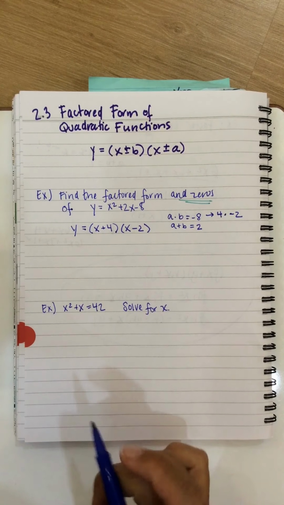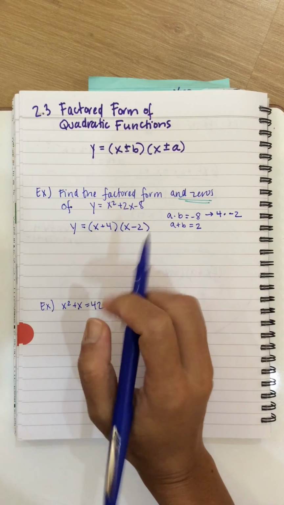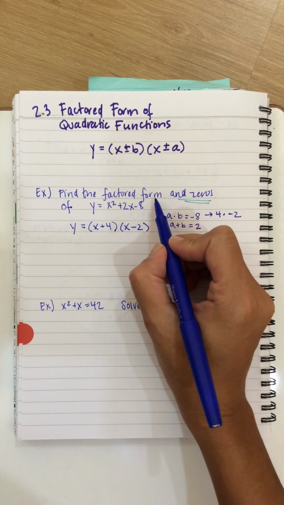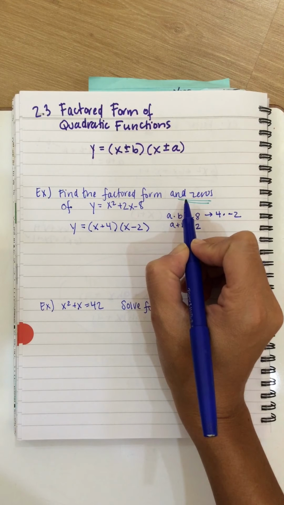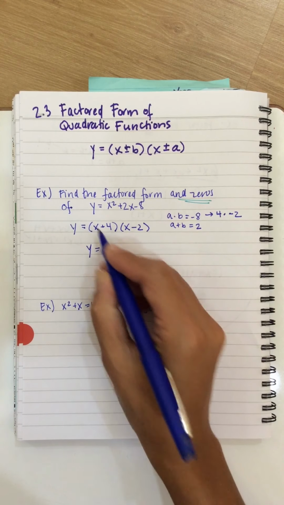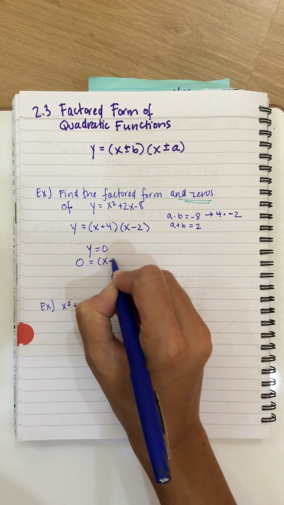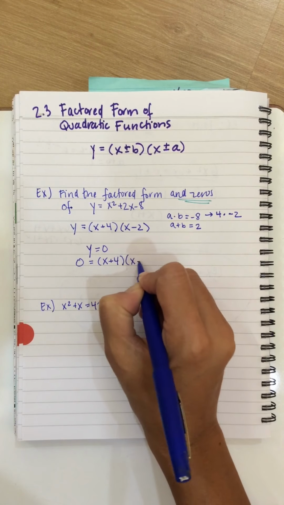And you can check that if you need to: x squared minus 2x plus 4x minus 8. Yeah, that works out. So we found the factored form, but now it says to find the zeros. The zeros are when y equals 0. So if I set y equal to 0, it would be 0 equals (x plus 4) times (x minus 2).